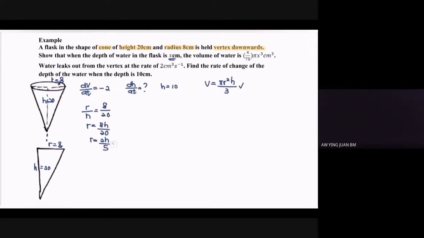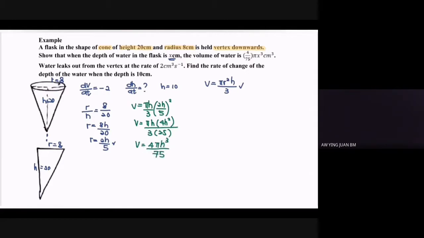Kindly substitute the R into the function V. So we will have V equals to pi H over 3 bracket R squared. So 2H over 5 bracket square. So V will be equals to pi H bracket 4H square over 3 multiplied with 25. So V will be equals to 4 pi H cubed over 75.